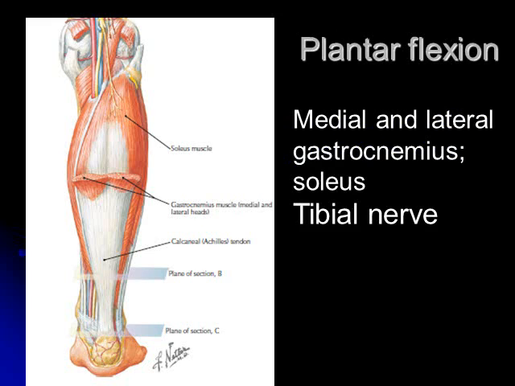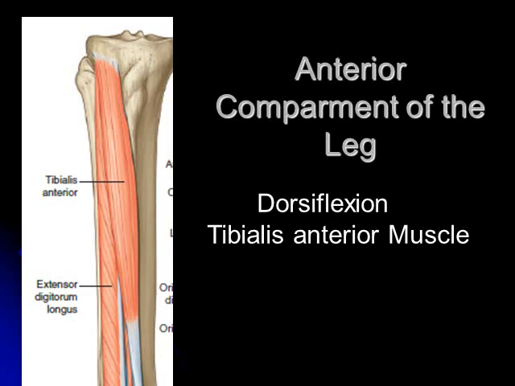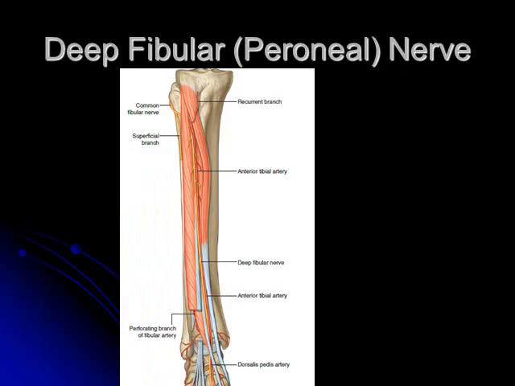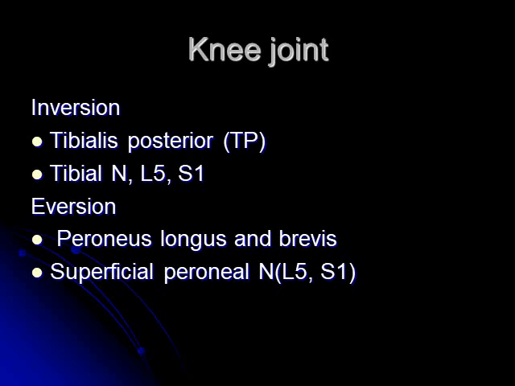So these are the muscle groups in the posterior compartment of the leg, which cause plantar flexion at the ankle joint. Dorsiflexion of the ankle joint is done by the muscles in the anterior compartment of the leg like tibialis anterior and extensor digitorum longus, which is supplied by the deep peroneal nerve, also known as deep fibular nerve. Inversion at the ankle joint is done by the tibialis posterior muscle, nerve supply is tibial nerve, and eversion is done by peroneus longus and brevis muscle, which is supplied by the superficial peroneal nerve.